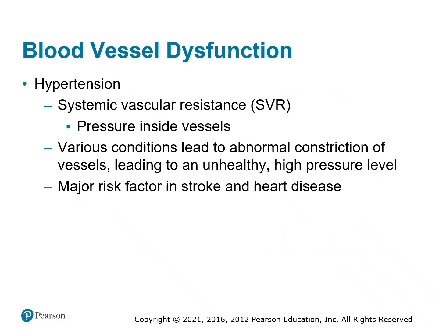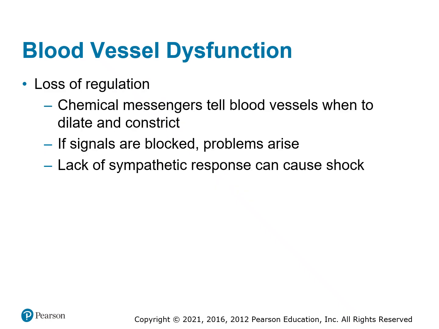Hypertension is high blood pressure, high tension, hypertension. Systemic vascular resistance is the pressure inside the vessels, and there can be an abnormal constriction of vessels, and that could lead to an unhealthy high pressure. Our vessels can also become stiff as we get older, and they get more clogged. That can lead to hypertension. You can also have loss of regulation of the vessels when maybe signals are blocked.